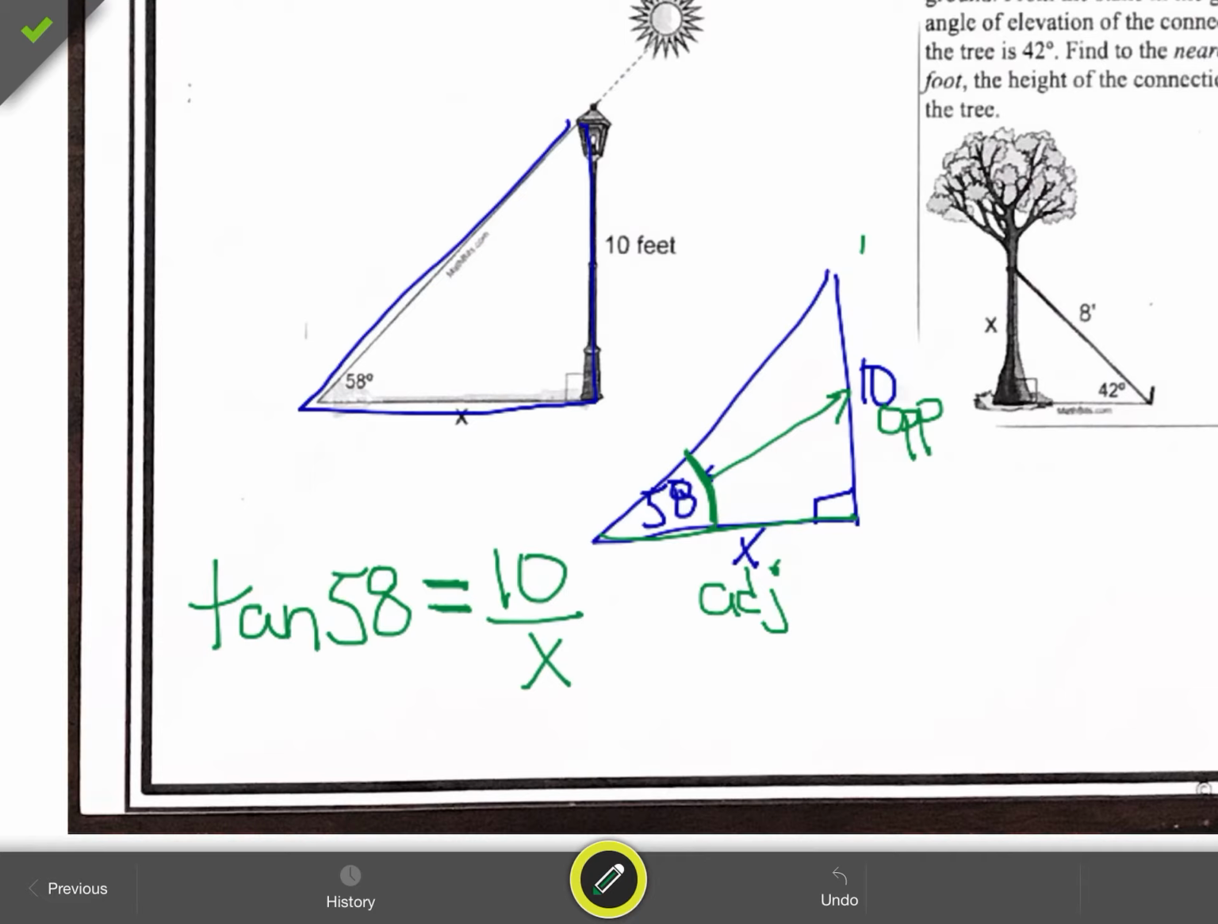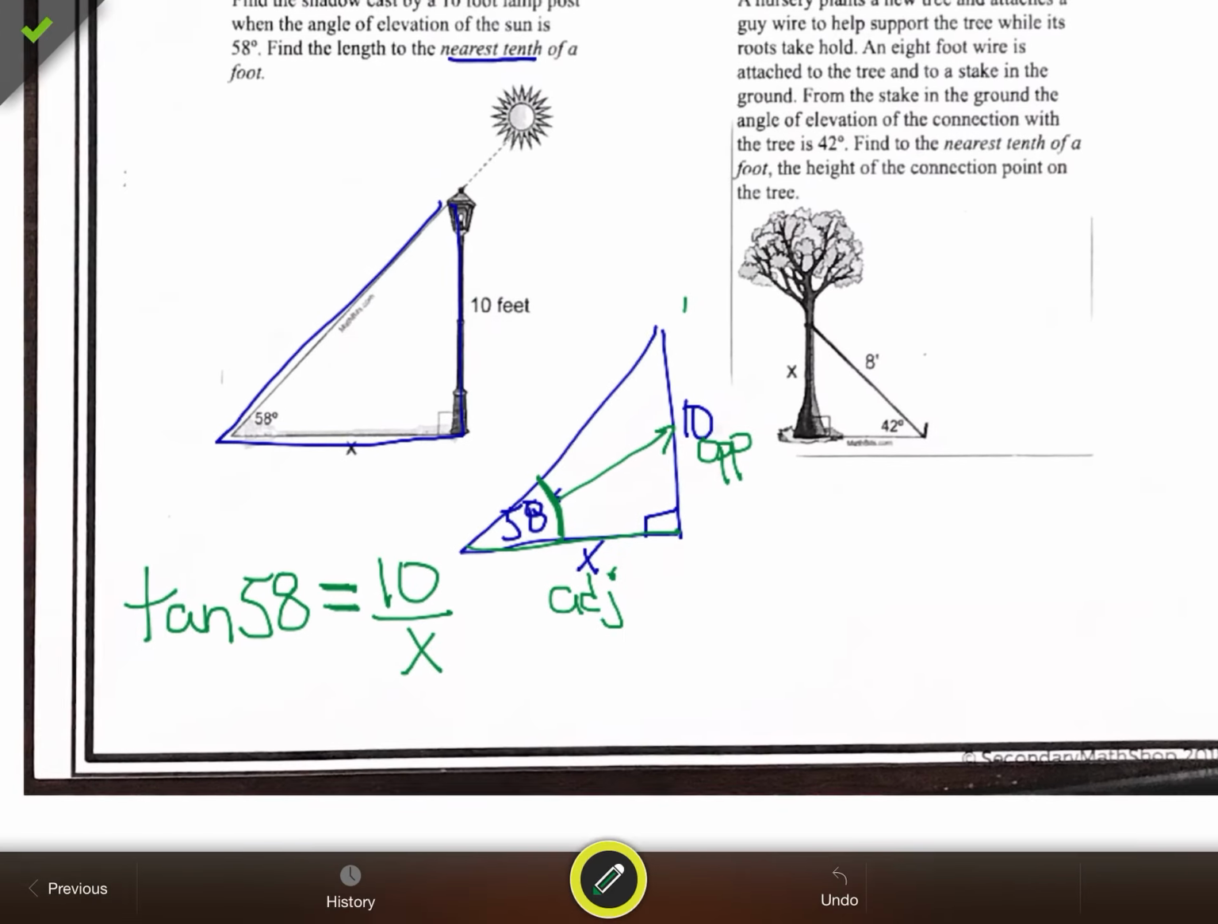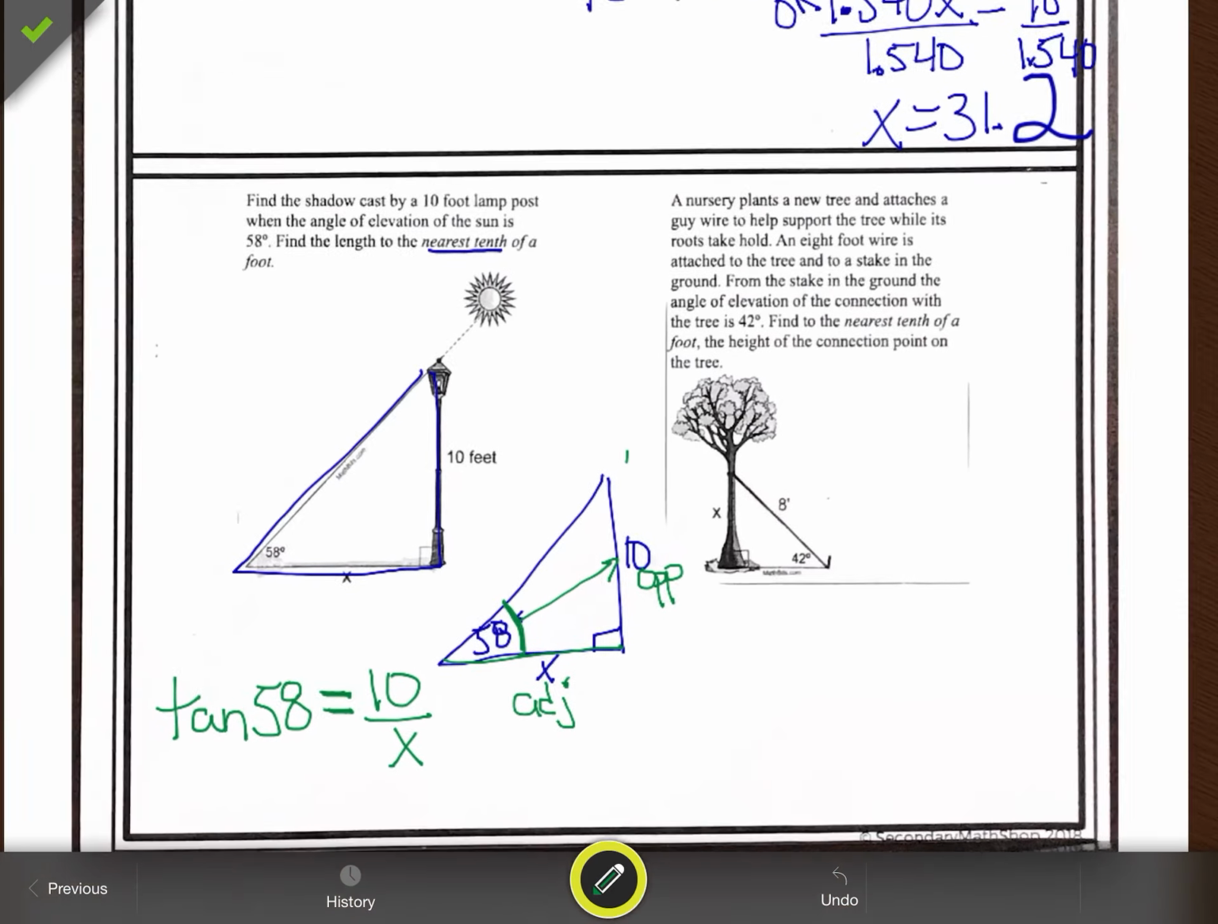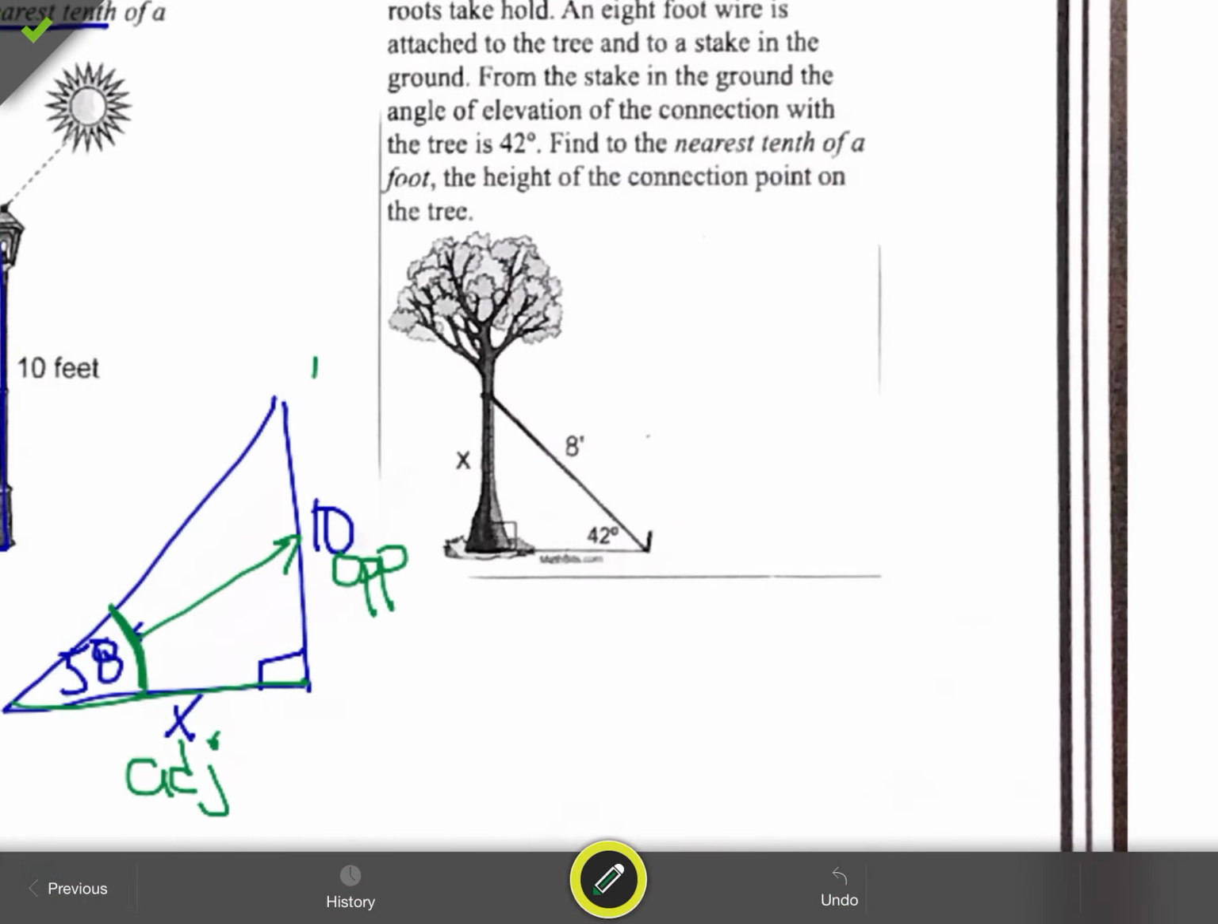So again, just to save time, I'm not going to solve it. If you need me to solve it, let me know. Send me a message or just raise your hand.